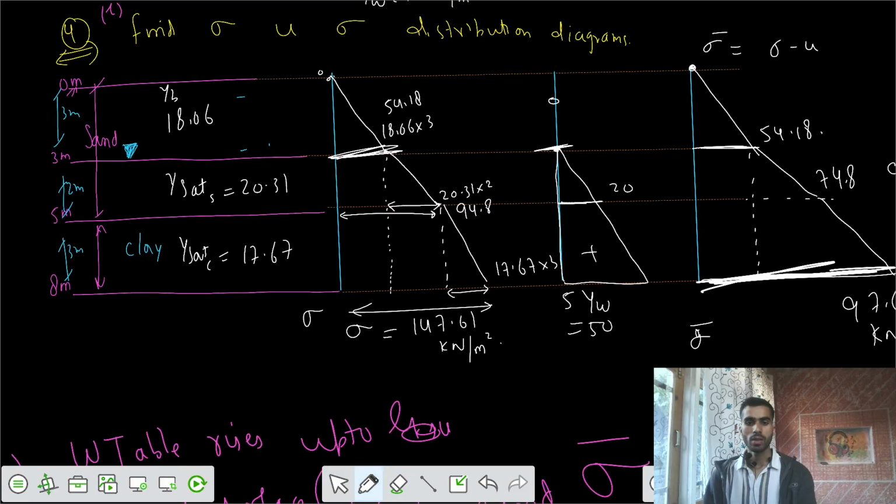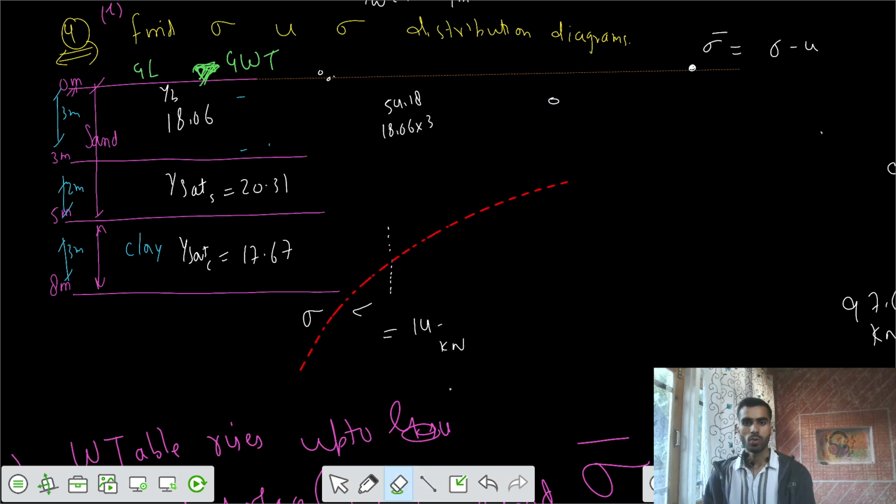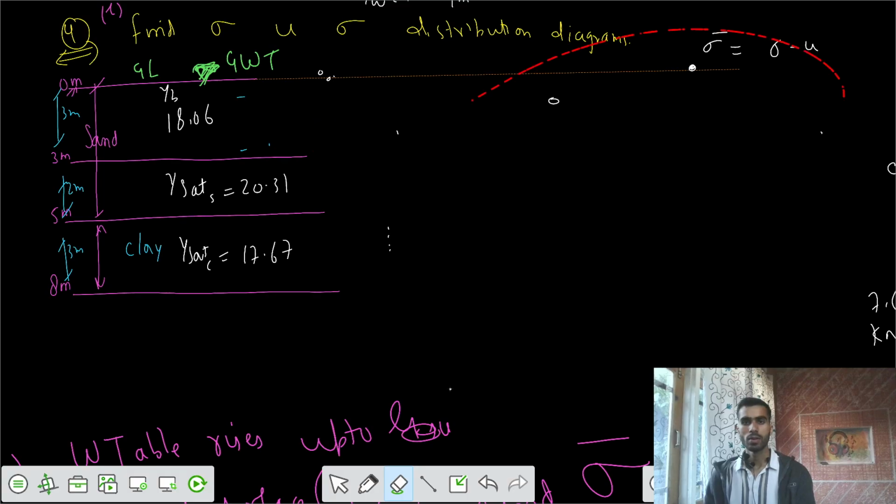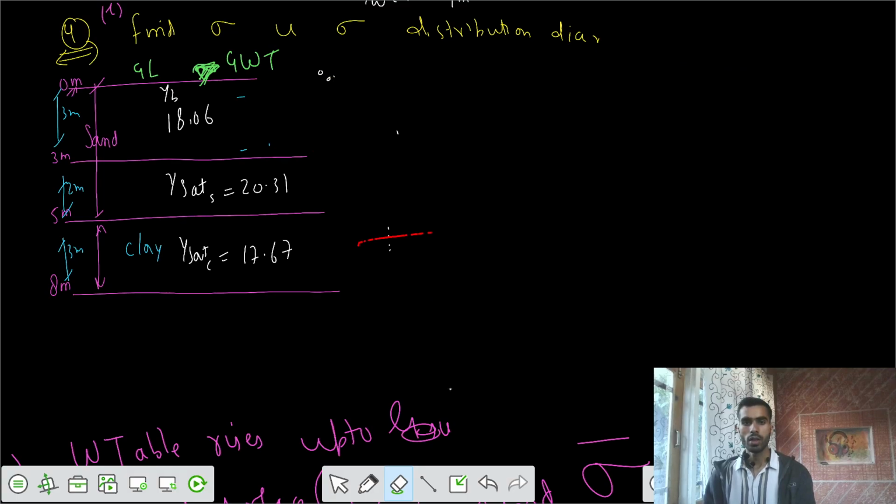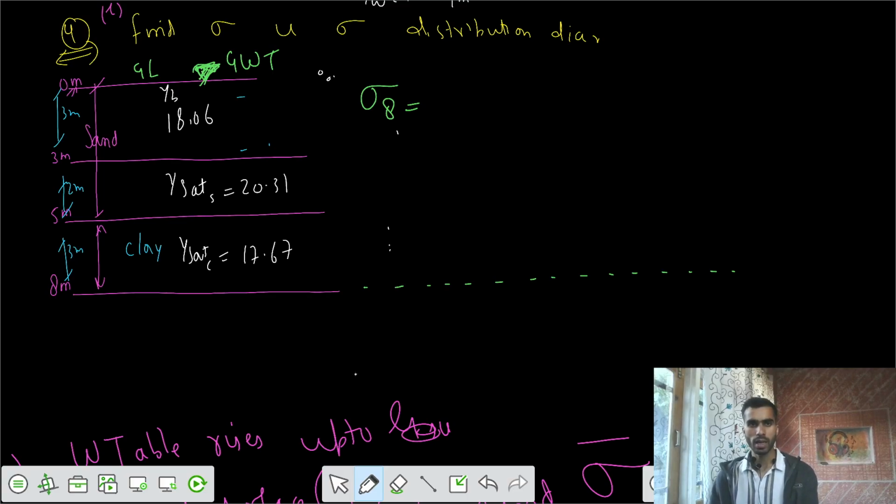Let's take that case, if the water table rises up to the ground level. That means the water table is somewhere here. So this is your groundwater table now. Groundwater table and ground level overlap in this case. So your diagrams are going to change. Let's remove all that stuff. We only need to calculate at the 8 meter level. Let's calculate the total stress at the 8 meters if the water table is at the top.